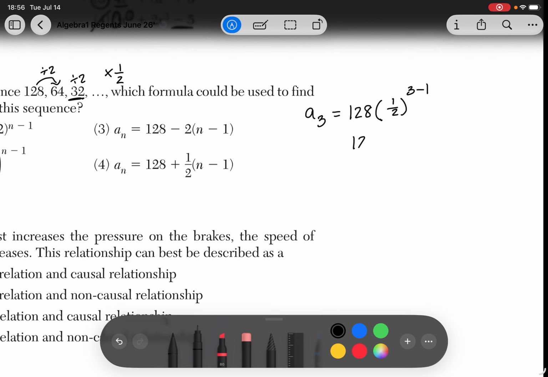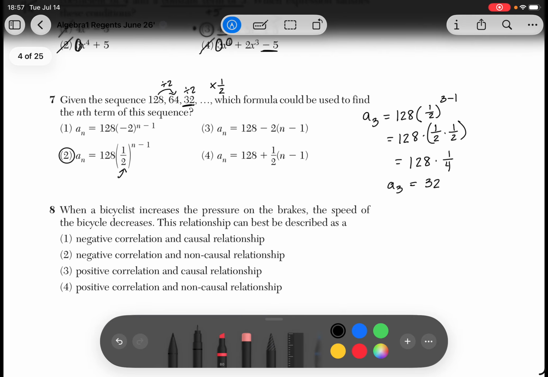So now we have 128 times 1/4, because 3 minus 1 is 2. A half raised to the power of 2 is a half times a half, and 1/2 times 1/2 is 1/4. So we have 128 times 1/4, which leads us to 32 as our final answer for our third term. Since that is true, we know that that equation would be true.